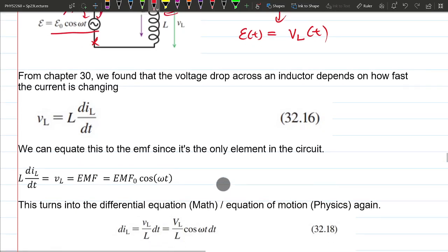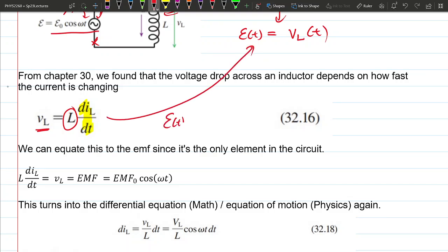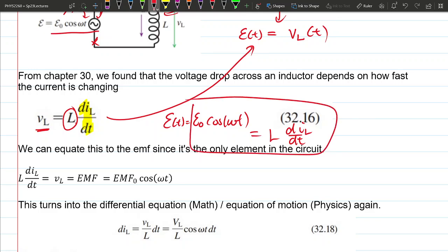In this case, we also have the equation that the voltage drop across an inductor is proportional to the inductance times the time derivative of the current. How fast is the current changing? So we can plug this in over here and equate the two sides. So E as a function of t is this EMF naught cosine of omega t, just as usual, and that's going to be equal to L di/dt, across the inductor. So this is the equation that we're going to be dealing with.